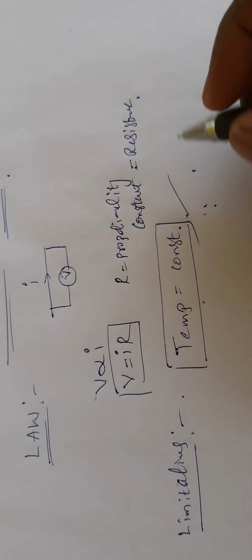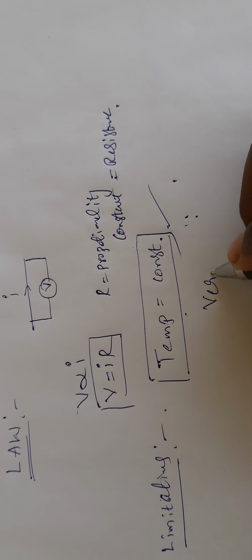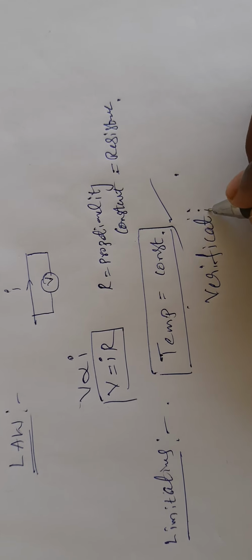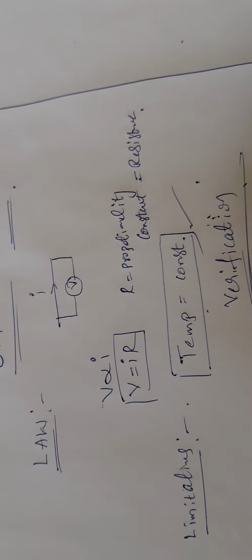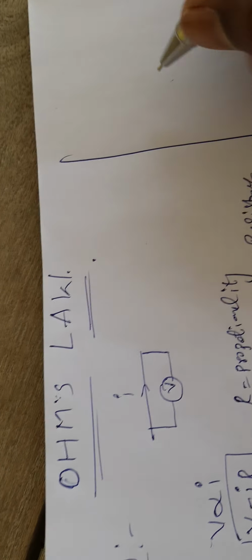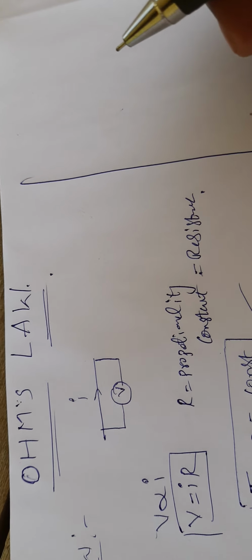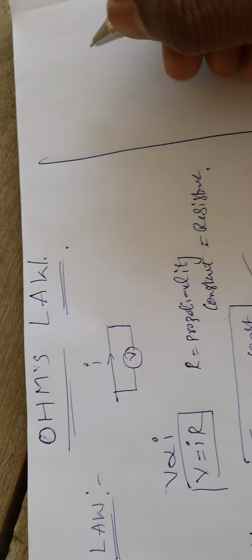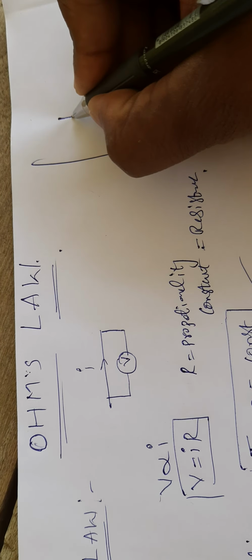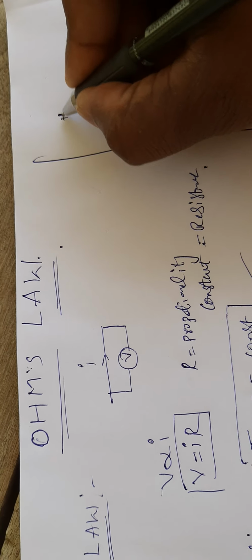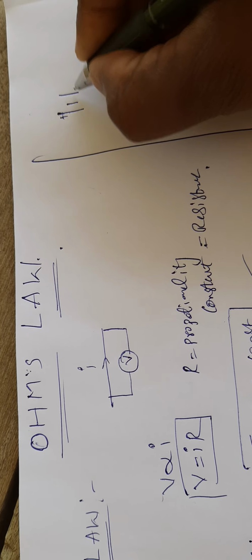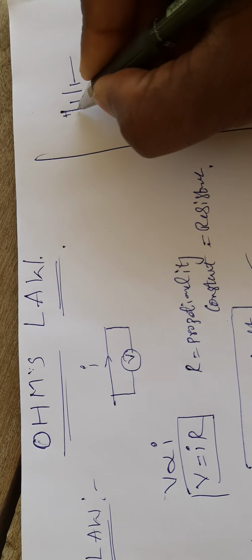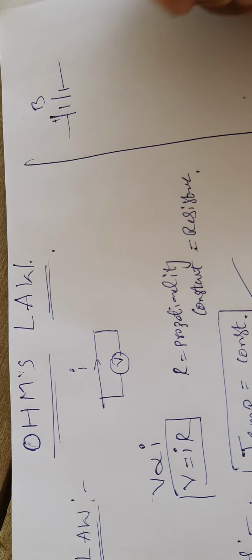Now, if we go for the verification, we have a circuit diagram to draw. If you draw the circuit diagram, usually in the Ohm's law experimental verification, we connect a battery. The large line is the positive symbol and the short line indicates negative. This is a battery B.